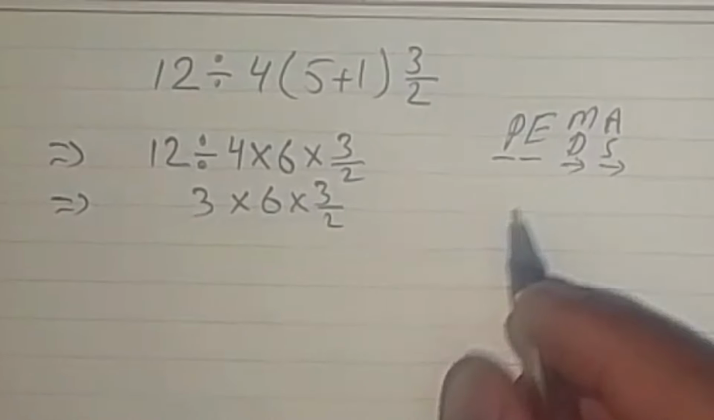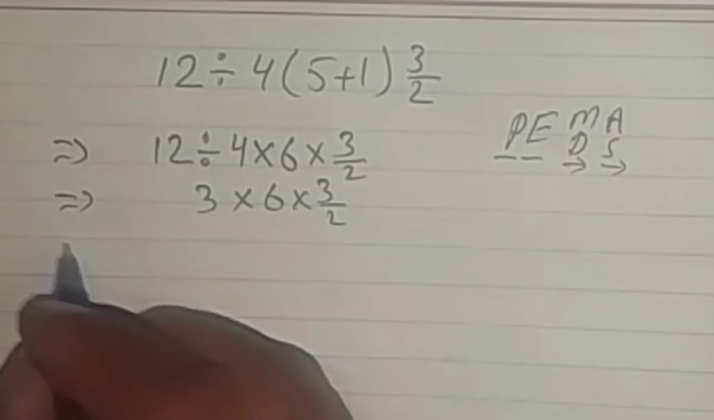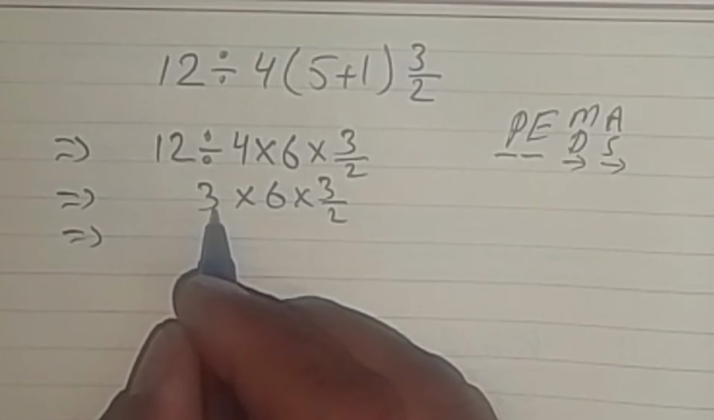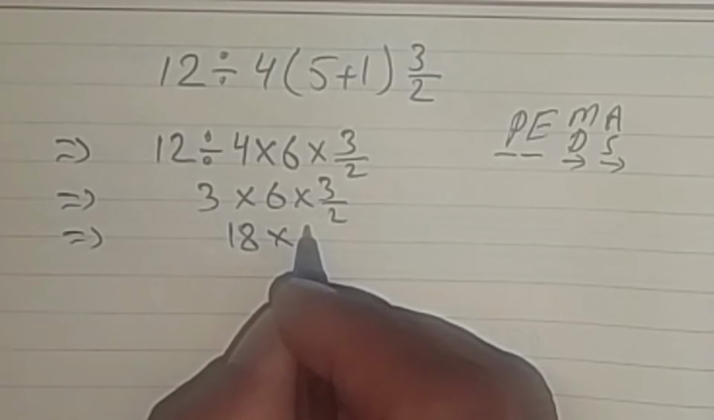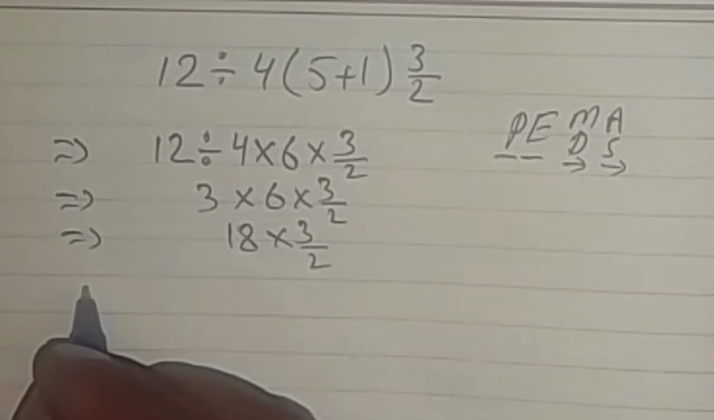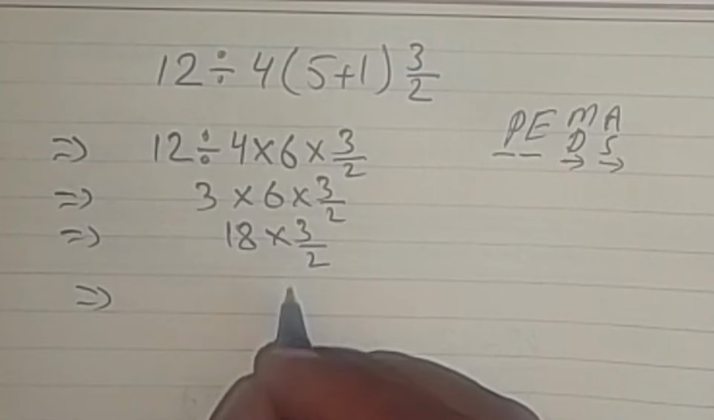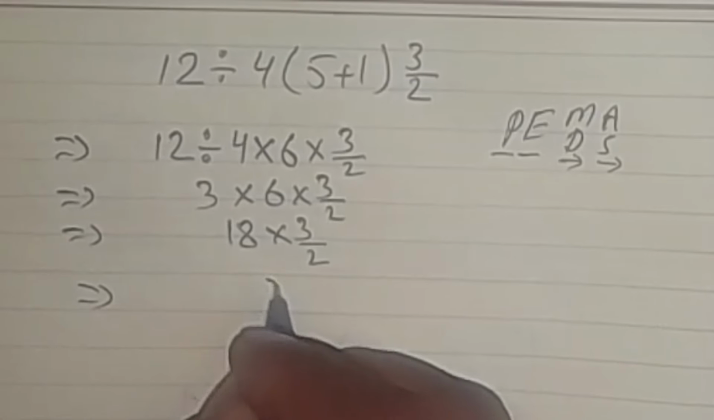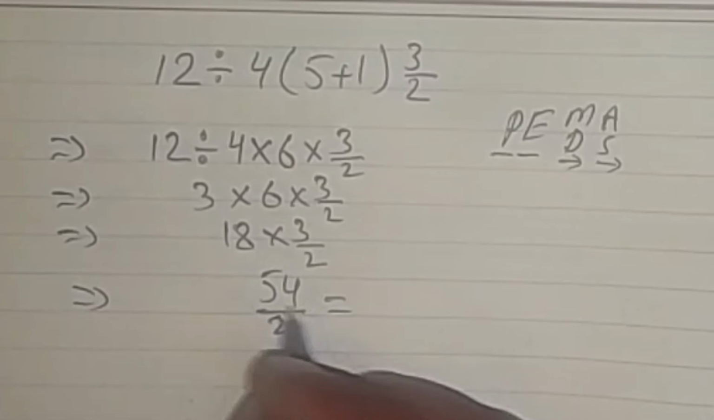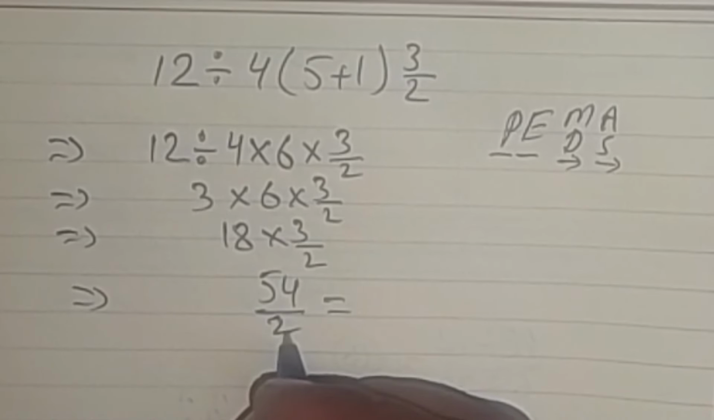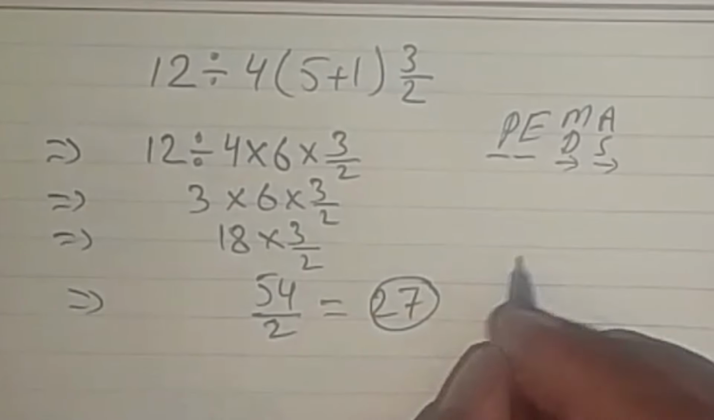Now according to the rule, if we have more than one multiplication, we solve from the left side. 3 times 6 gives us 18, multiplied by 3 over 2. 18 times 3 gives us 54 over 2, and 54 over 2 gives us 27. So the final answer is 27.